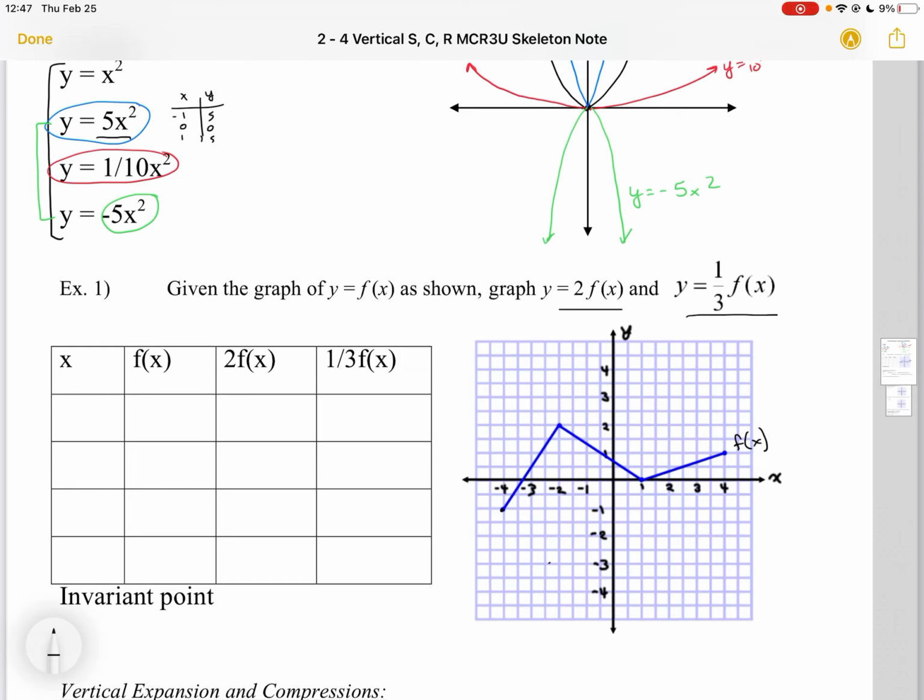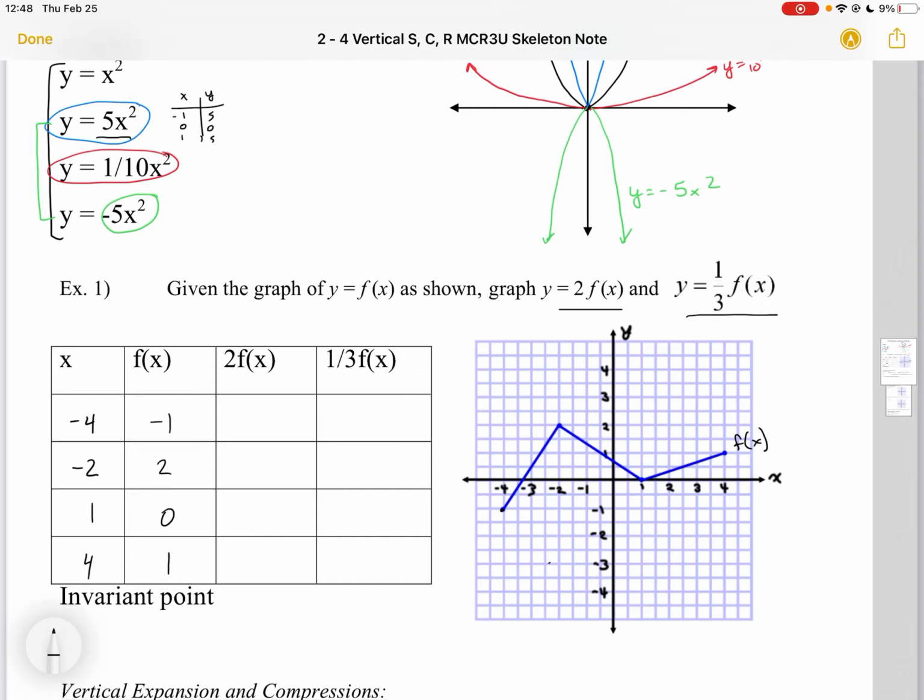So I'm going to read off the x values that I have here: -4, -2, 1, and 4. And then I'm going to read off my y values: -1, 2, 0, and 1. And then I'm going to apply my transformations.